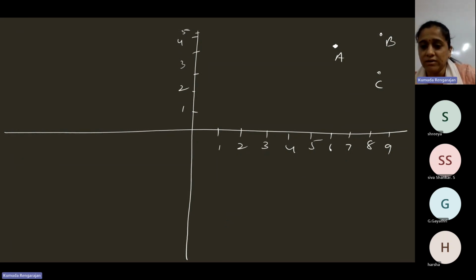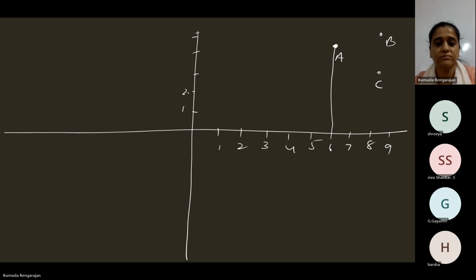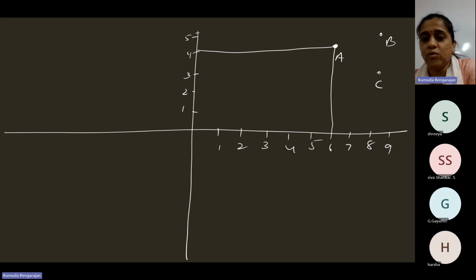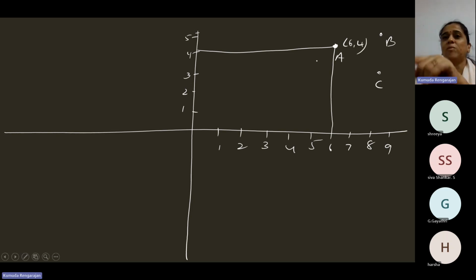So now this point A, what is this? One, two, three. Okay, so 6, 4. This is the address of point A. Point A takes the address 6, 4. The address for point A in the Cartesian plane is 6, 4. Like you have a unique email ID, the house you live in has a unique postal address, the point A on the Cartesian plane has a unique address, which is 6, 4.